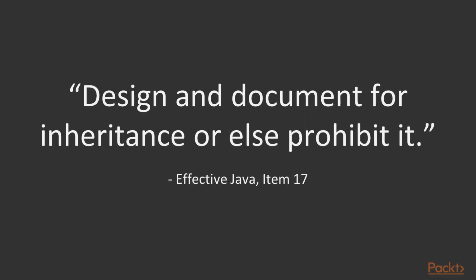In Effective Java item 17, you can read design and document for inheritance or else prohibit it. Now that's really good advice when you're doing API design, and it turns out that Kotlin actually follows this to heart. It makes sure that if you don't add any keywords to a class, the class will be final as well as all the functions in it.